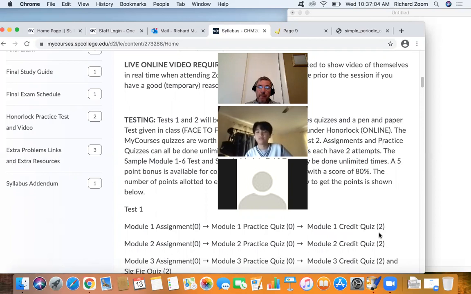Oh, okay. So wait, does that mean that the module assignment is worth 0? Yes. Oh, okay. So you can just get the minimum score and go ahead and work ahead. Yeah, that's right. 80%. And then whatever you get on this goes towards your score. Okay. So the credit quiz is what decides the 2 points? Yes. Okay. That was my question.